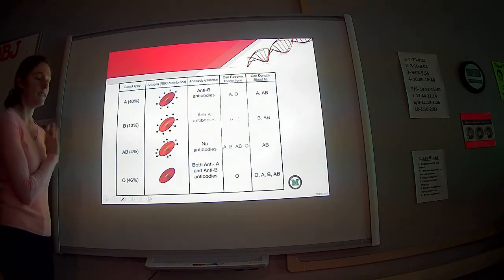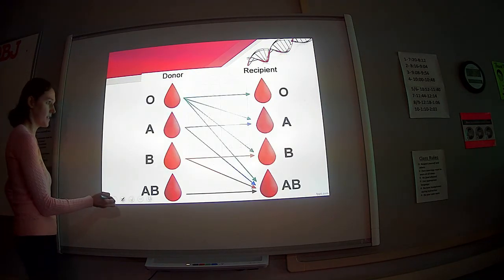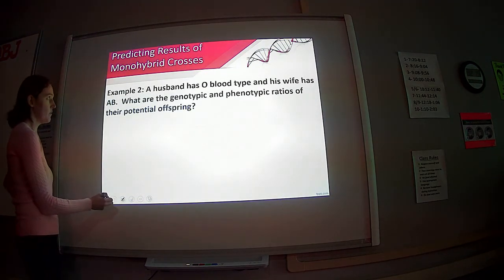We'll do a whole day or two just talking about blood types, so I'm not going to harp too much on this stuff right now. This is just showing you donor versus recipient. We'll do an example here.